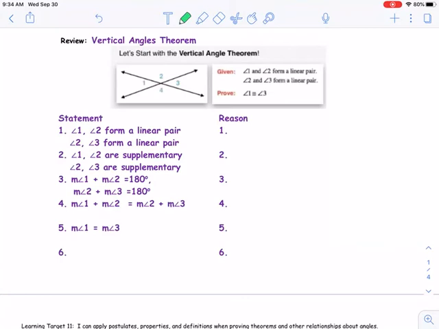How do we know this is true? It's because the teacher says so. All right, what I really like about geometry is we're going to press pause. We have the vertical angle congruence theorem. Well, let's actually prove this theorem.